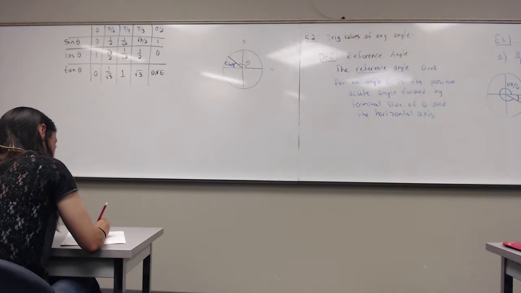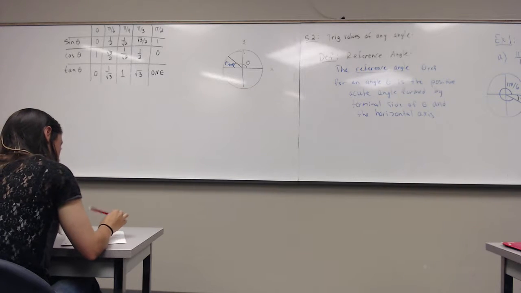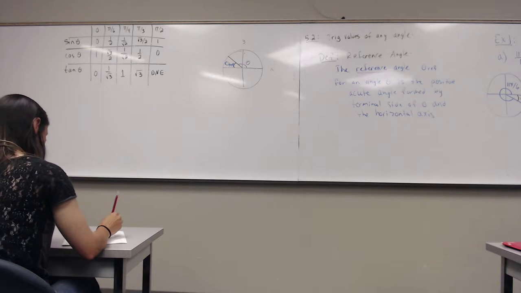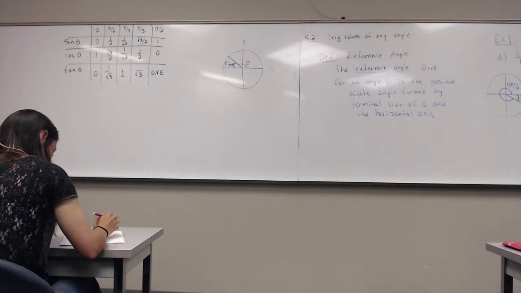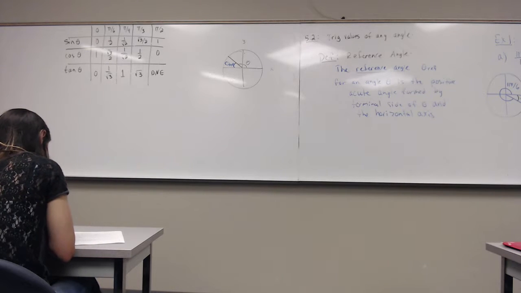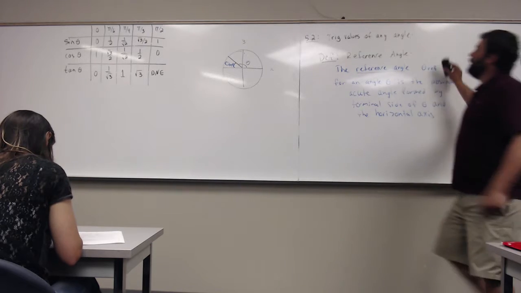Yeah? Since the definition says it's a positive acute angle, it will never be negative. That's right, even if it's clockwise. Exactly, you're ignoring the sign of the angle. It's the positive angle formed by the terminal side and the horizontal axis. Okay, so that's a good question. The reference angle should always be positive valued.